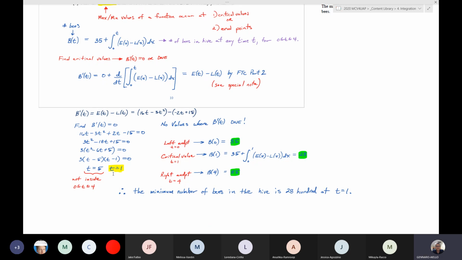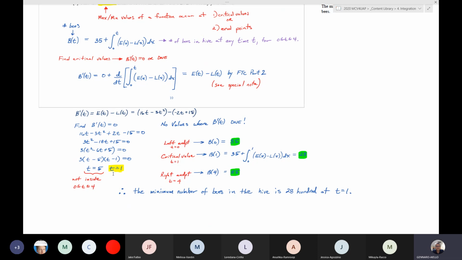Because there are no values where b prime of t does not exist. Okay, b prime of t is just that expression, 3t squared minus 8t plus 15. That's a polynomial. Polynomials are defined everywhere. It's not a rational function. There's no denominator that I can't let be 0. So there are no values where the derivative doesn't exist. So the only critical value is that t equals 1.